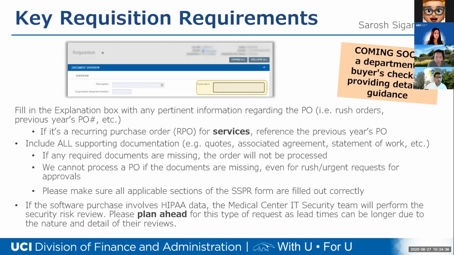So if you fill this explanation box with information, that would be very helpful to all our buyers. That reduces a lot of back and forth, and the buyers will know exactly what to do and what it is pertaining to. If it's a recurring purchase order for services, please reference the PO number from the previous year. So again, on this part, we don't have to do research and go back and find out. This will again help the buyer to process the requisition quickly and on time.